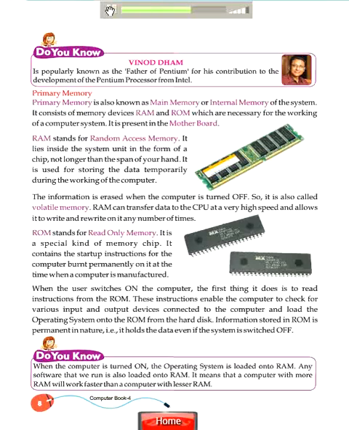When the user switches on the computer, the first thing it does is to read instructions from the ROM. These instructions enable the computer to check for various input and output devices connected to the computer and load the operating system onto the RAM from the hard disk. Information stored in ROM is permanent in nature. That is, it holds the data even if the system is switched off.